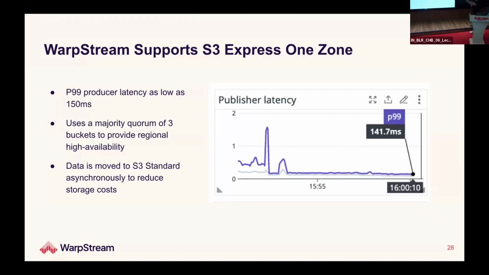And so what we do with WarpStream, since we still want to be able to tolerate the loss of a single availability zone, is we make 3 S3 Express One Zone buckets. And then the agents write data to a quorum of 3 buckets. So as long as your writes succeed in writing to 2 buckets in 2 zones, we consider the write a success. And by doing that, we can get the P99 write latency down from 500 milliseconds to 140. And we can get the end-to-end latency down from 1.2 seconds to 400 milliseconds.